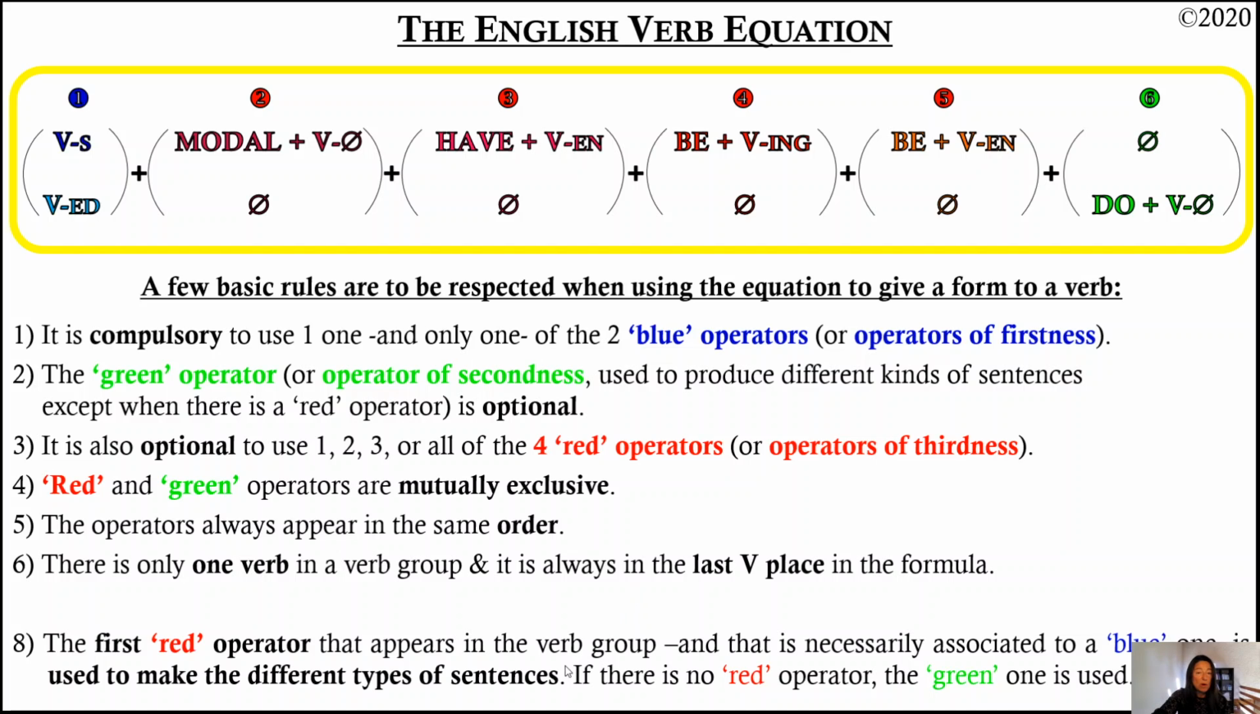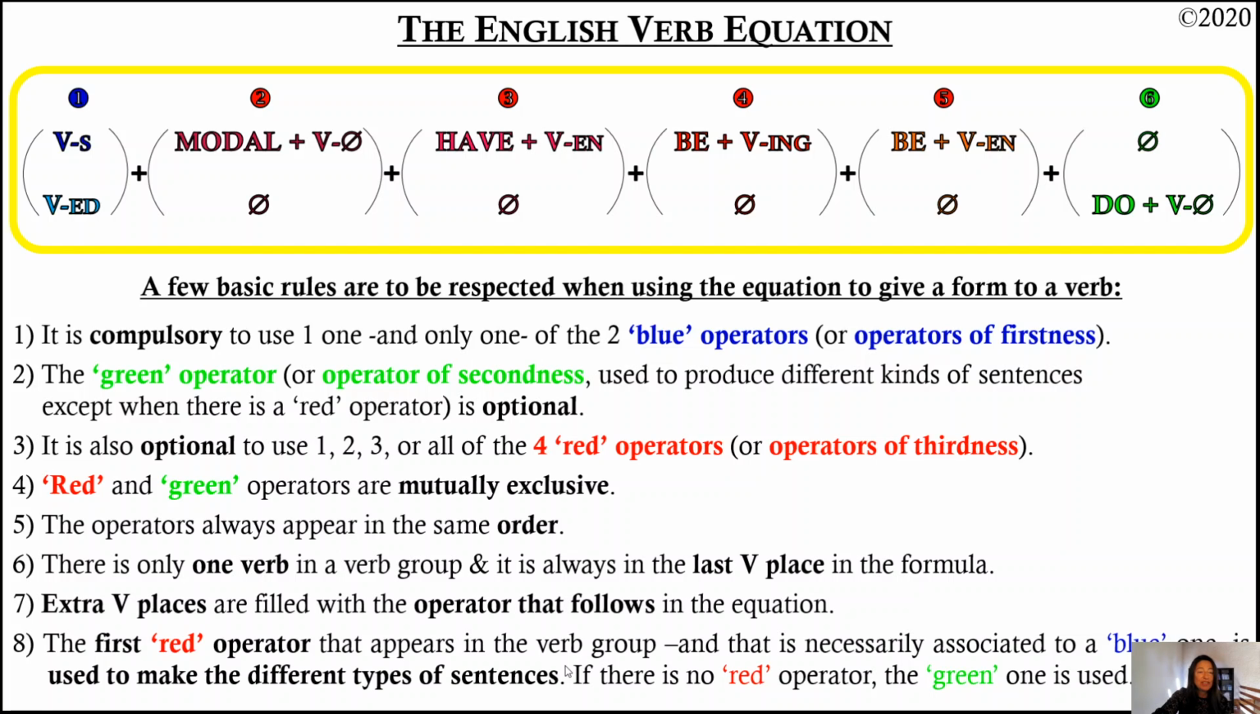And maybe one last point. Yes, all the extra V places are filled with the operator that follows in the equation. These are rules we have been following when giving examples earlier. Let's give another example to make sure this is clear.